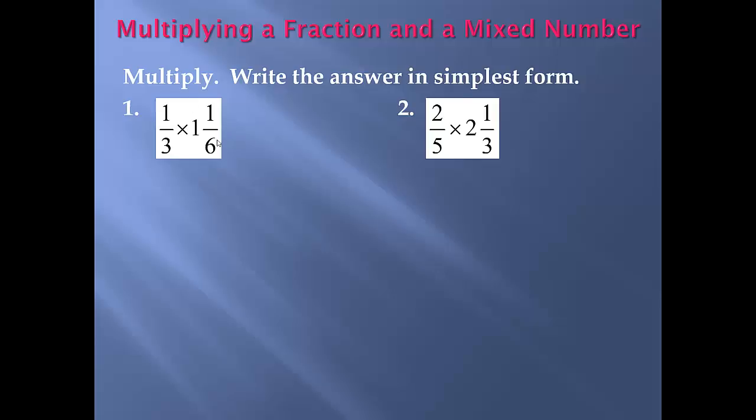The first thing we need to do is change 1 1/6 into an improper fraction. In order to do that, we would have 6 times 1, which is 6, plus 1 is 7. So this would be the same thing as 7/6. So we have 1/3 times 7/6. Now we can go ahead and multiply our numerator, so 1 times 7, and we'll multiply the denominators, 3 times 6.